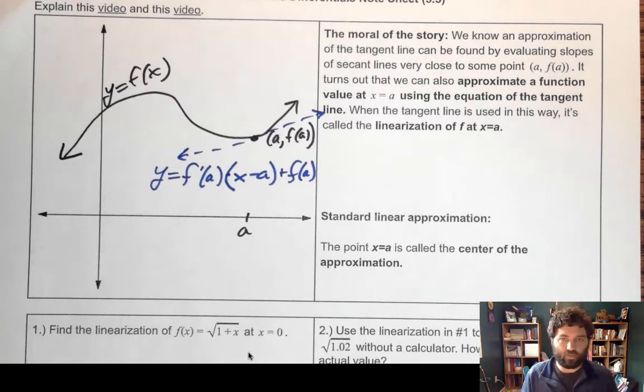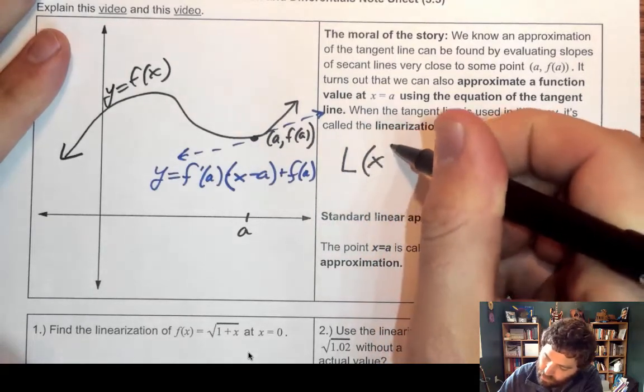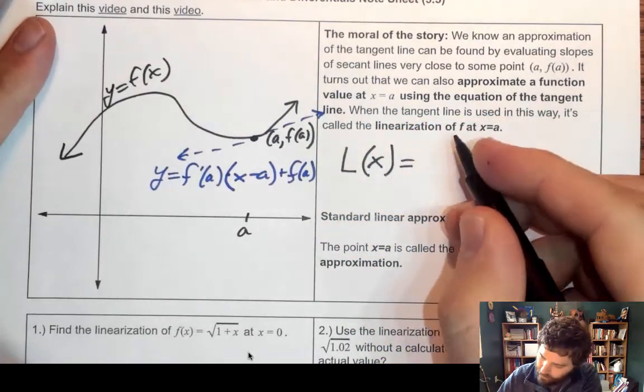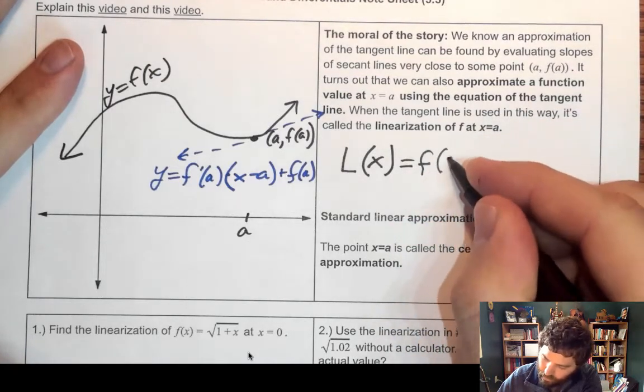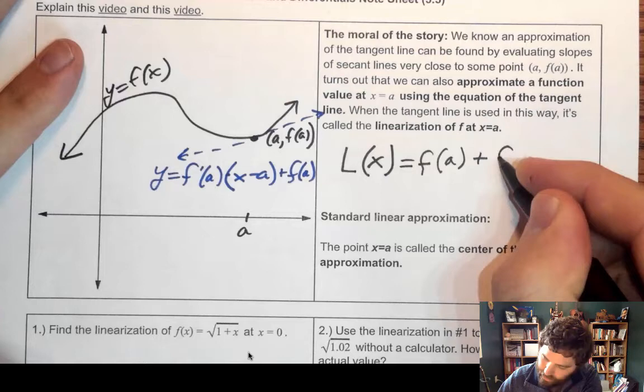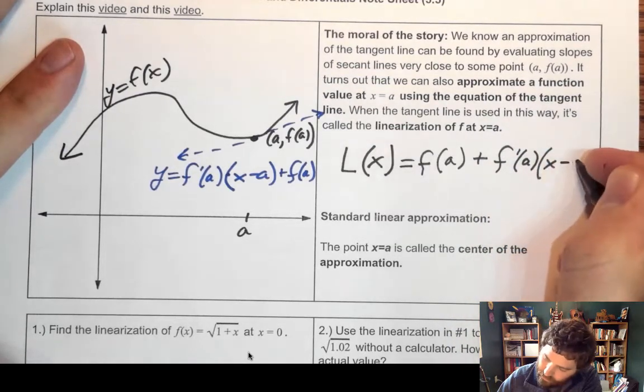When the tangent line is used in this way, it's called the linearization of f at x equals a. The book will use L of x to denote the linearization. They always put the f of a first. I don't know why, but you can see that this is just the equation of the tangent line from the left.